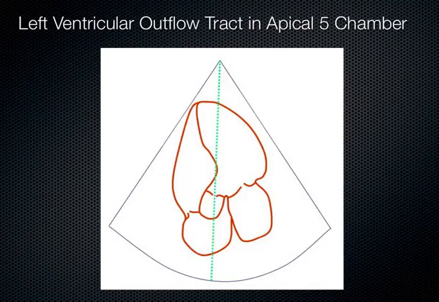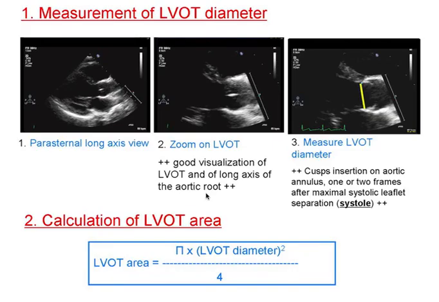And the reason why this is important is because we're going to go ahead and drop pulse wave Doppler over that apical fifth chamber and measure the velocity of the flow that's going through this left ventricular outflow tract. And using some calculus, we can calculate the cardiac output of the heart beat to beat. Let me show you how this works.